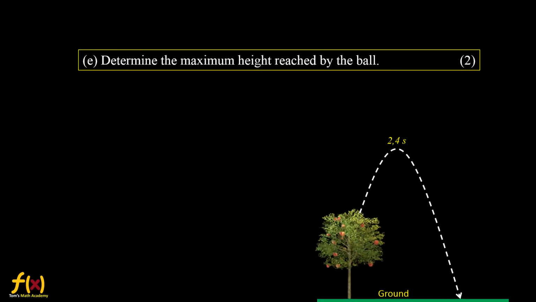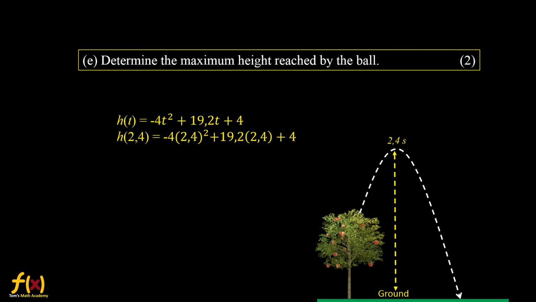Now the question continues. Determine the maximum height. We already calculated the time to reach the maximum height. Now what we do? We just substitute 2,4 into the equation to get the maximum height. Substituting very carefully and using the calculator. Simple as that. We get 27,04 meters. Hope you understand. The maximum height is 27,04 meters.